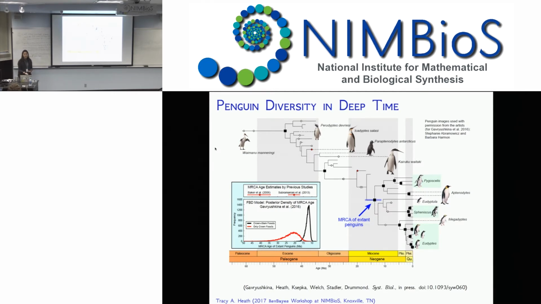I mean, these are all the things that we have to sort of stand by, right? We're saying that this is the posterior probability of the age of the most recent common ancestor of living penguins, conditional on my model and my data. So that's what a posterior probability is. It's conditional on the rest of the model and the data. And that I feel pretty comfortable with.